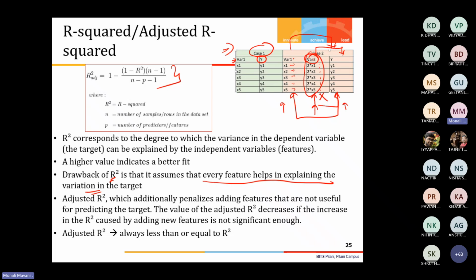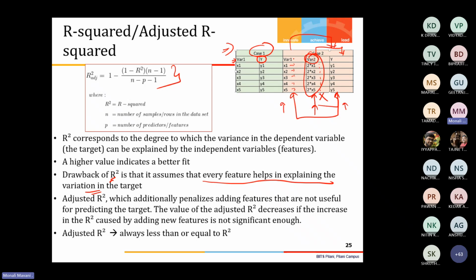So how will adjusted R square help? You have taken one model, and you're not happy with some evaluation metric. You take another model and increase the features. Now by increasing the features, the R square value will definitely increase, but you also check the adjusted R square value. By increasing the number of features, is it actually increasing the predictive power or not?